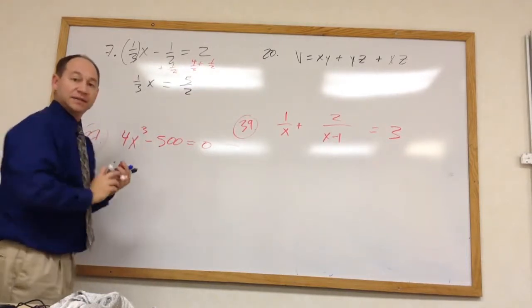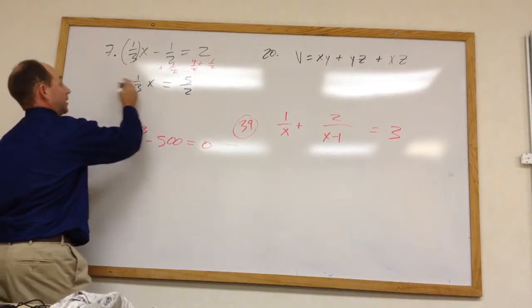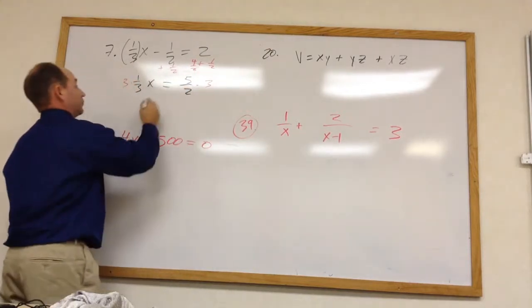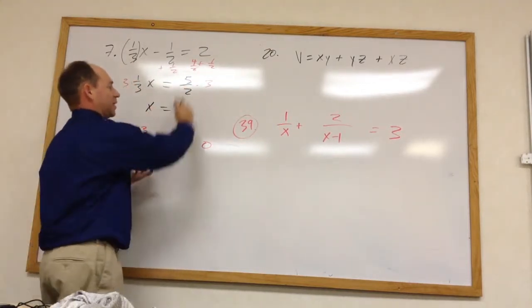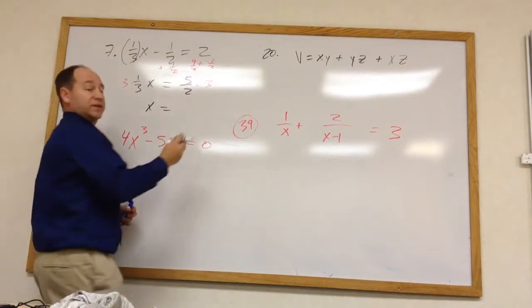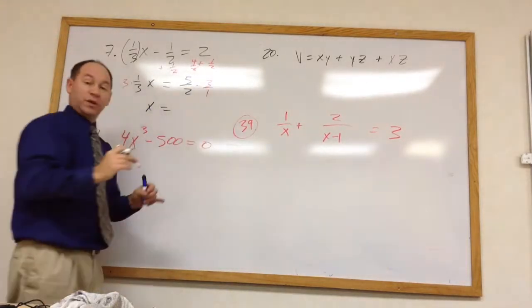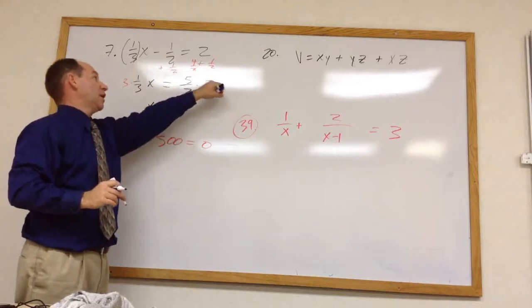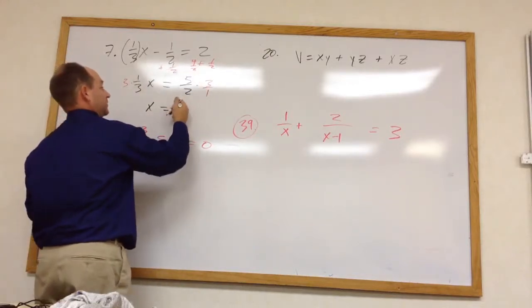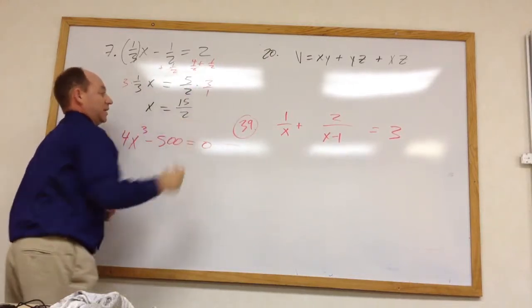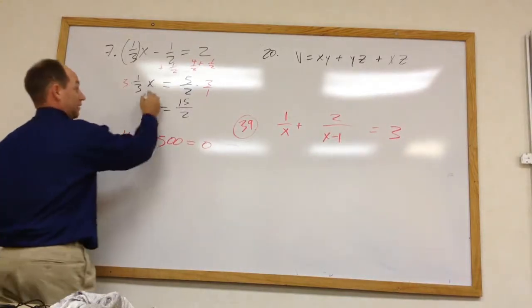Now, to get the x by itself, we'll multiply both sides by 3, and we'll be left with x equaling. Now remember, to multiply a fraction times 3, you think of 3 as the fraction 3 over 1. Now we multiply the numerators, and we come up with 15. Multiply the denominators, and we get 2, and x equals 15/2.